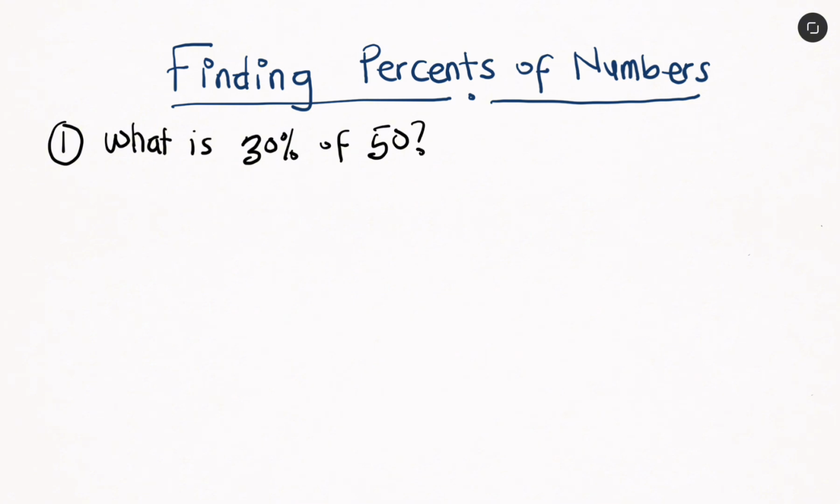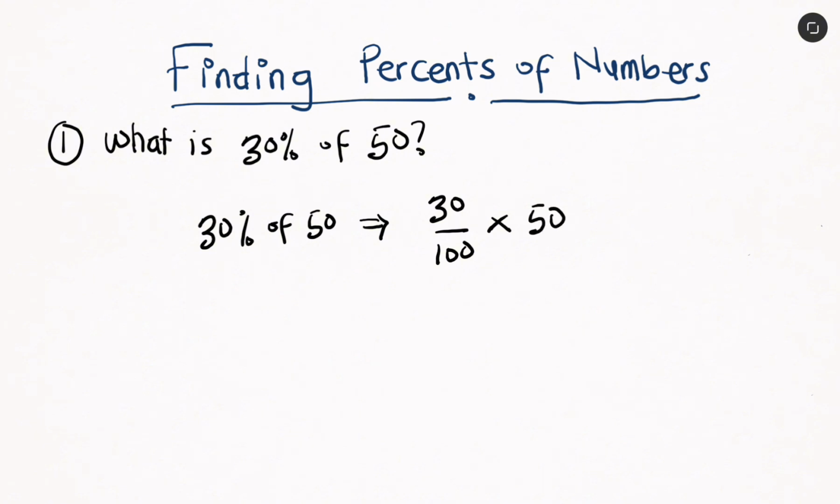Okay, so this is the second example that we have. Now to solve this problem, it's very easy. Like we did for the first example, we are going to do the exact same thing over here. So 30% of 50 implies we have 30 over 100. That is, 30% of means multiplication, and then we have 50 over here.